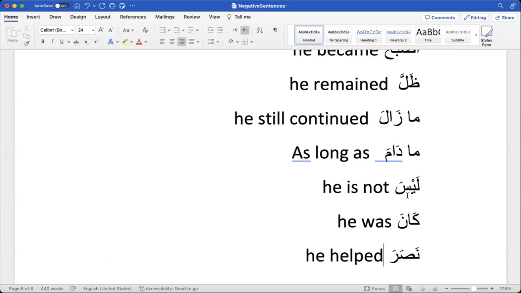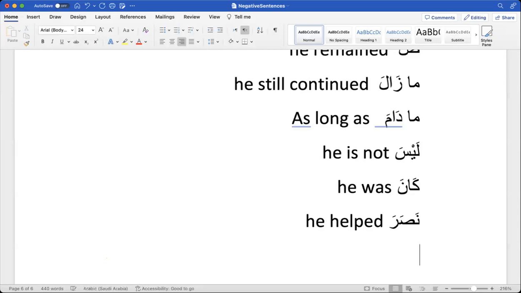Likewise, asbaha, he became: what became, who became? Zalla, he remained: who remained, what remained? Mazala, he still continued: what continued, who continued? Madama, as long as what? Laisa, he is not: who is not? So these are all naqis. They don't make complete meaning. That's why they are called naqis and are distinct from the other fails. But they are still fails.